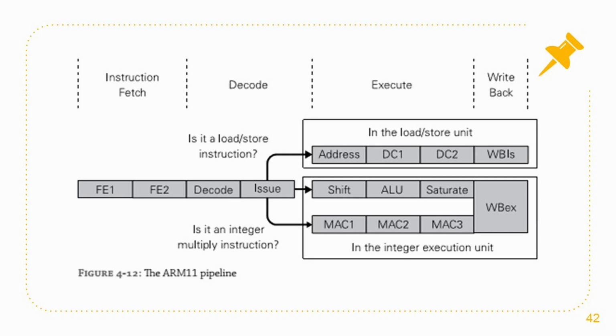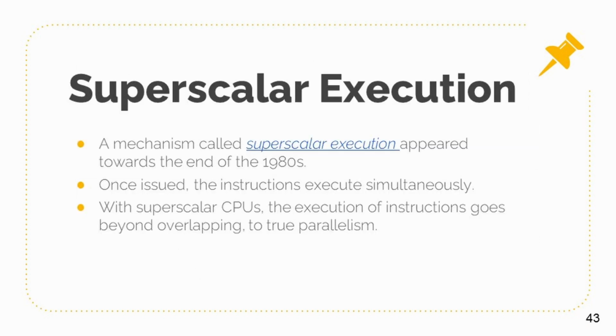Superscalar execution represents a significant advancement in CPU design, enabling the simultaneous execution of multiple instructions to achieve true parallelism and maximize instruction throughput. In a superscalar CPU, instructions are fetched from memory in groups, typically pairs, and examined to determine if they can be executed in parallel without dependencies.